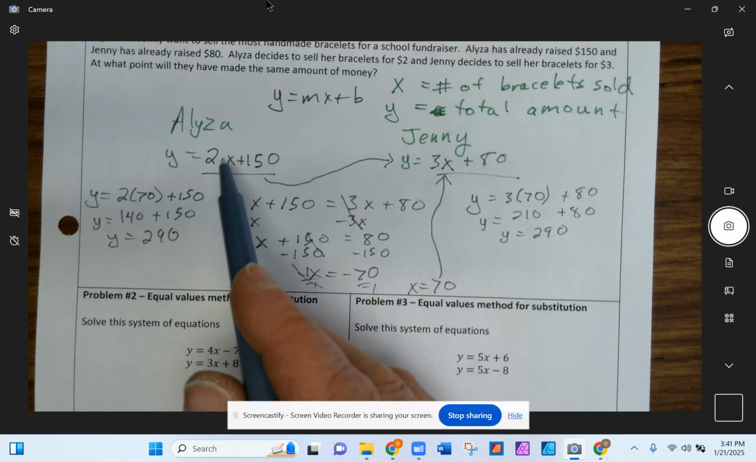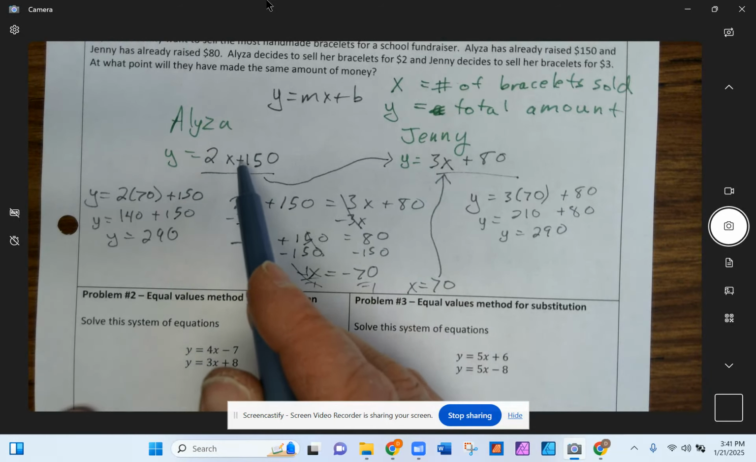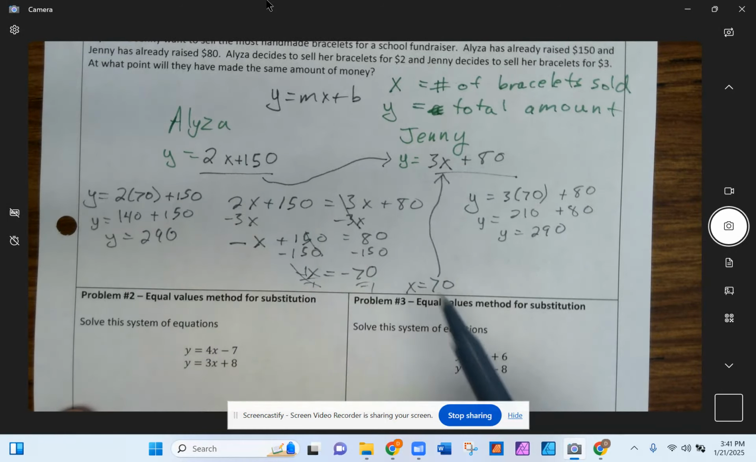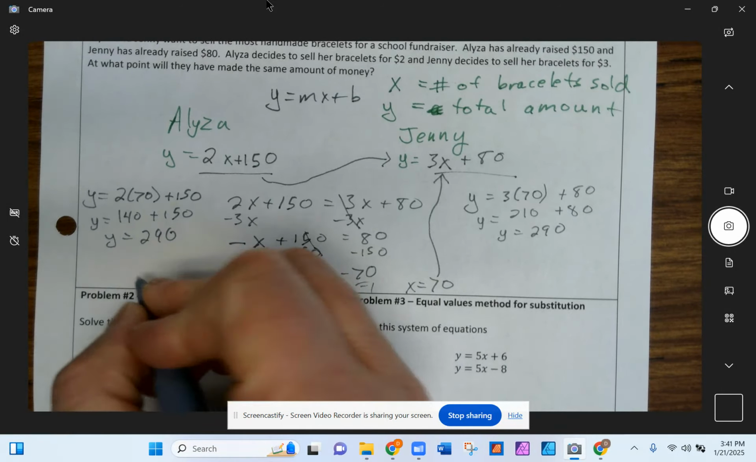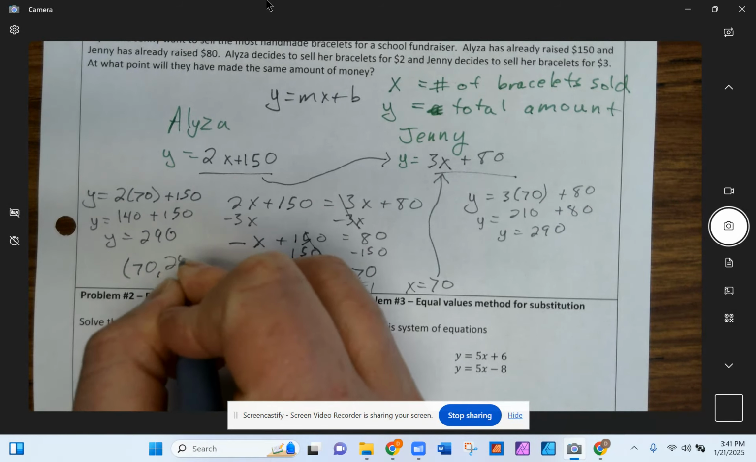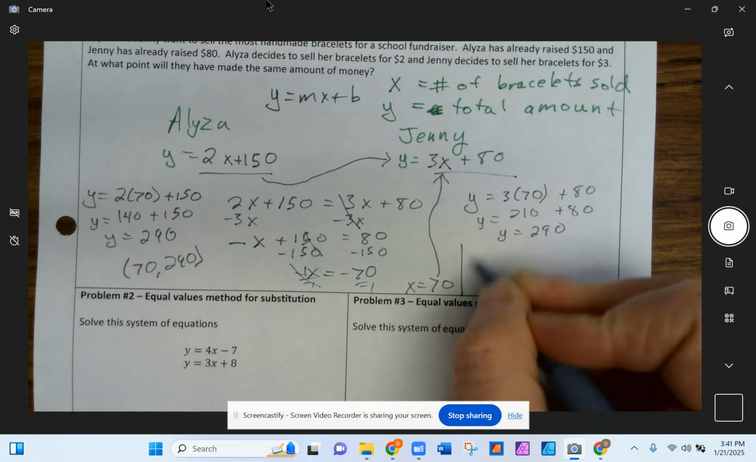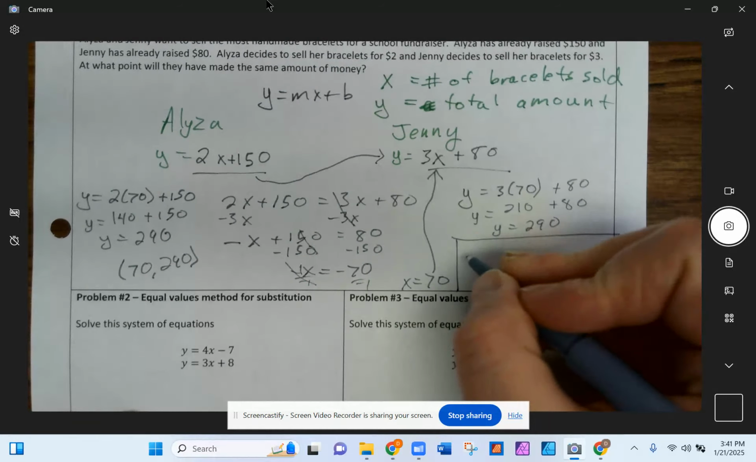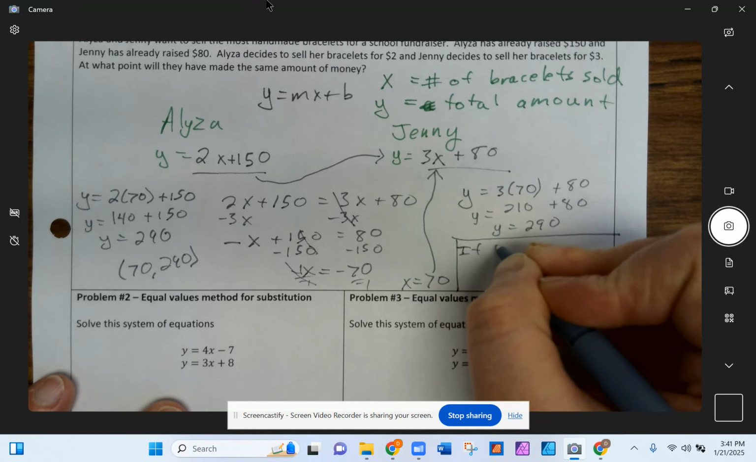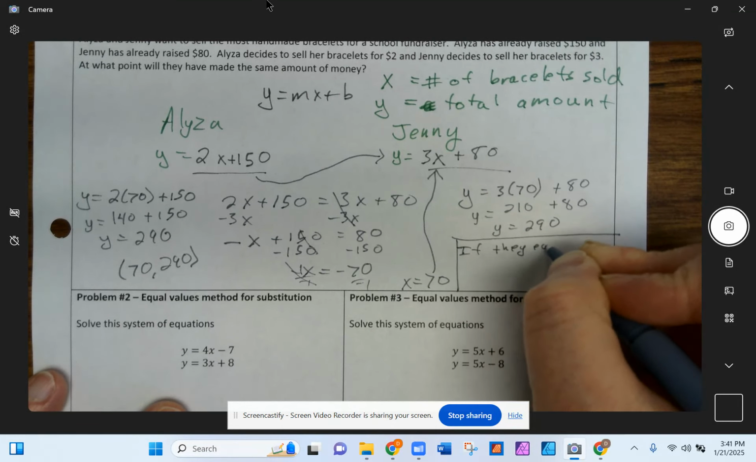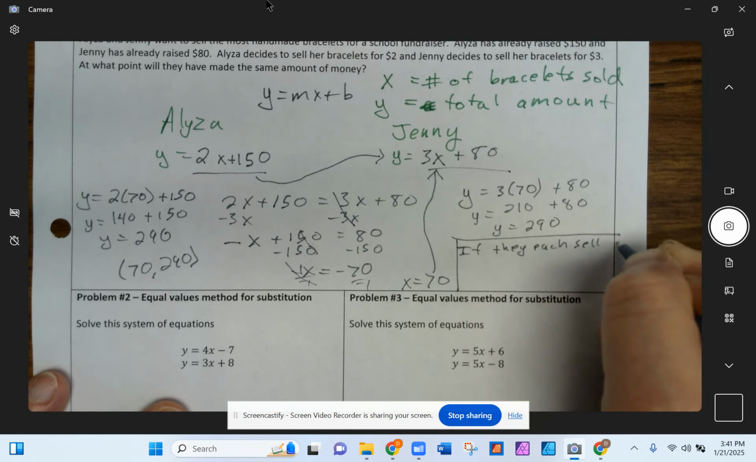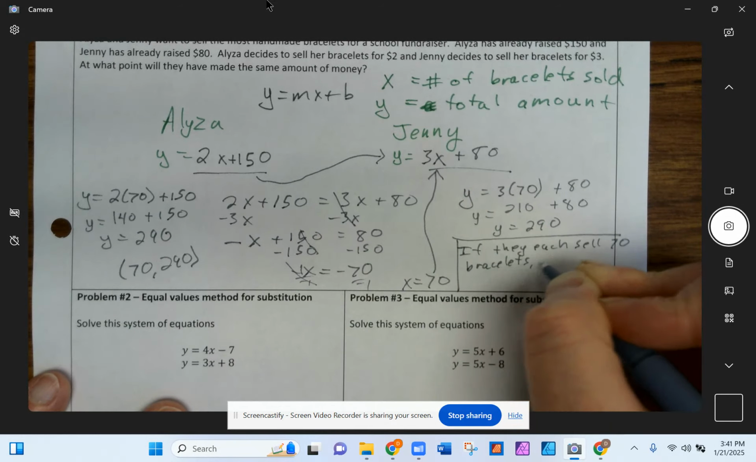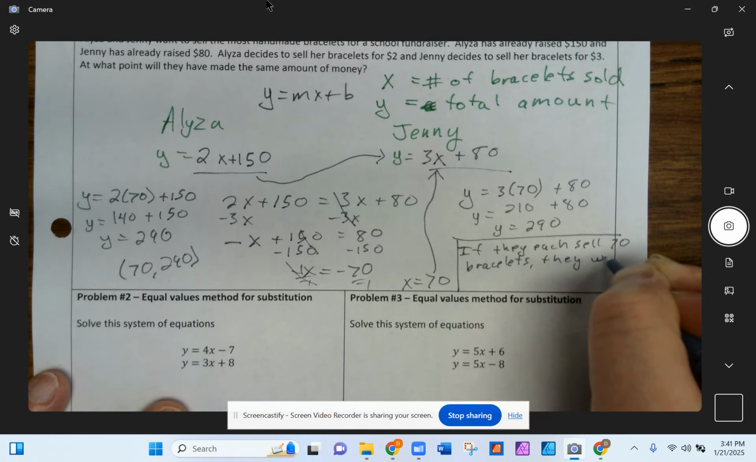Let me start over. It doesn't matter which equation you choose to substitute in, you're going to get the same answer. This is your x value, this is your y value, so your solution is here, 70, 290, but it is a word problem. So we need to finish it off with a sentence, right? So at what point will they have made the same amount of money? If they each sell 70 bracelets, they will each make 290 bucks.